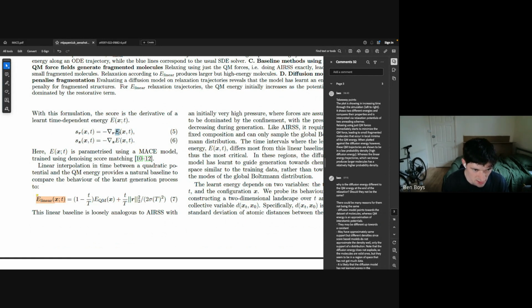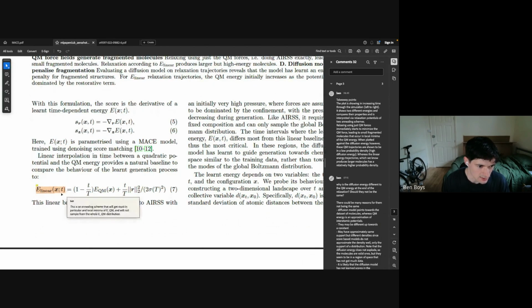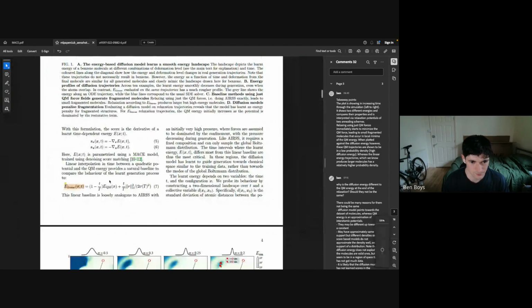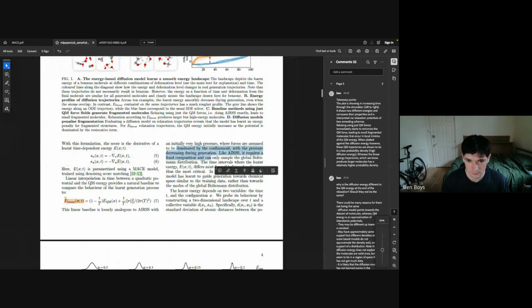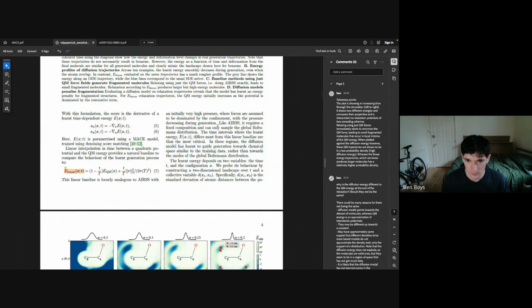So this is the diffusion energy E, and this is some simple linear interpolation between the restoring potential, which is this quadratic, as Arvid was talking about, and this quantum mechanical physical potential. So we're saying this is the same as this quantum mechanical potential, which only samples from a global Boltzmann distribution and finds very stable molecules such as water and carbon. But it's slightly better because of this restoring potential, which is guiding it away from somewhere uninteresting.